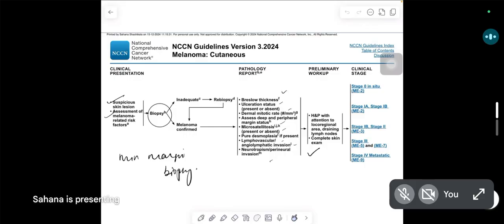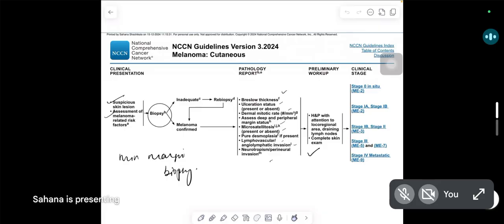What is the importance of each of these? They have asked even what are the prognostic factors of melanoma. We will have to write the pathological prognostic factors: Breslow thickness of the primary, ulceration status, dermal mitotic rate, margin status, microsatellitosis, LVI, PNI, angiolymphatic invasion, presence of desmoplasia. When there is increased desmoplasia, the role of SLNB you can still consider, but there is a high rate of false negativity. So now the diagnosis of melanoma is made.